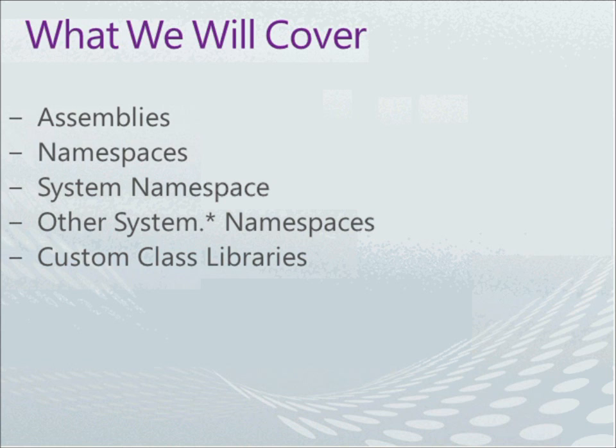We'll then move on to see how we can organize our class libraries through what we call namespaces. We saw a little bit of that in the first week, and then we'll drill down into some of the provided namespaces that come with the .NET framework, specifically what we call the system namespaces. There is the root system namespace, which we'll take a look at, and then we'll take a look at some of the sub-namespaces under the root namespace, which I have labeled here as system.star namespaces. And then lastly, we'll wrap it up by looking at building our own class libraries and organizing them within their own namespaces.